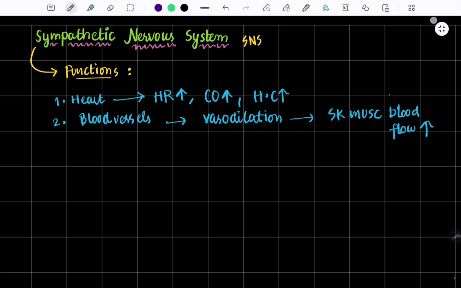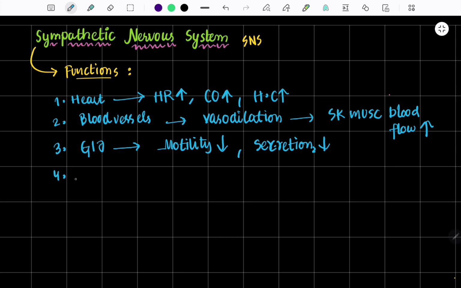Thirdly, when we talk about the GIT, the gastrointestinal tract, we should know that when you run from danger, digestion doesn't matter to you, right? So in the GIT, motility, which means contractions, decreases, and GIT secretions also decrease, right? What is the reason for the decrease in digestion? Obviously, the body needs to save energy, and that's why it reduces some of its functions, and digestion is one of them.